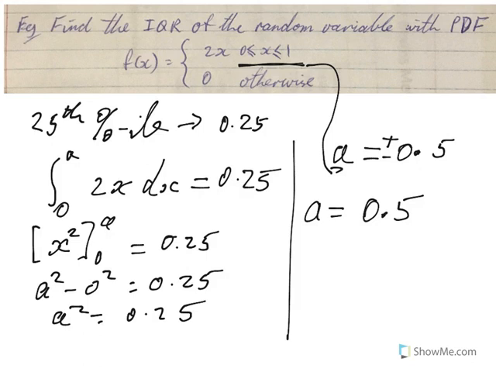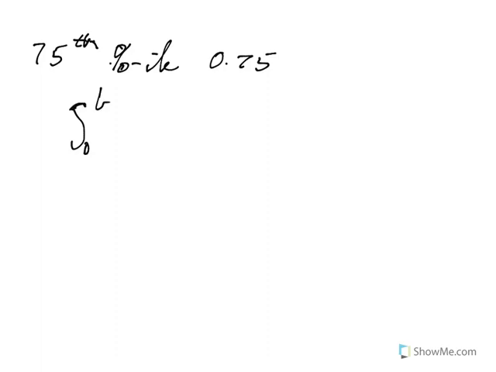Alright, so there's our 25th percentile. Now let's go on to our 75th percentile. Of course, that's 0.75. So now we're going from 0 again to some number represented by B. I haven't used A because it's a different place. The integral of 2x dx is equal to 0.75.